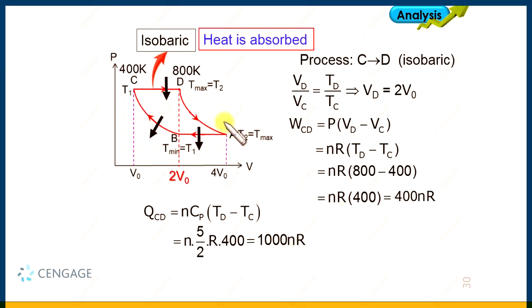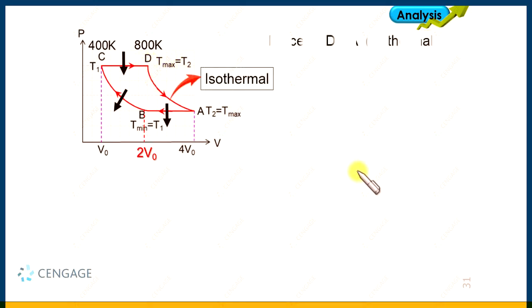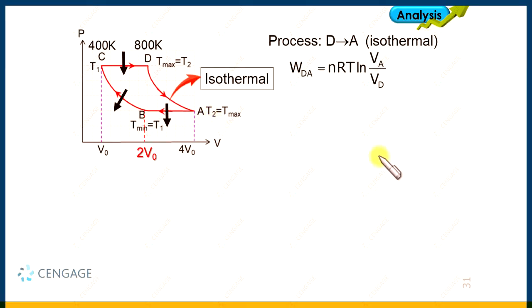Now, let us move to the final process, the DA process. We know the DA process is again an isothermal process, and as we did for the BC process, we will repeat the same for this process. We can write the formula, and we know the temperature, the initial volume, and the final volume. Now, we can substitute these values: V_A equal to V naught, V_D equal to 2 V naught, and the temperature equal to 800. After solving, we will have this value, 800 nR natural log 2.